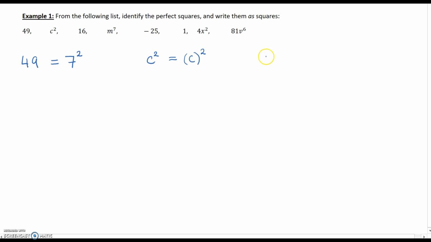16 is also a perfect square because 16 is 4 squared. And just for the sake of consistency, we can put parentheses around numbers as well.